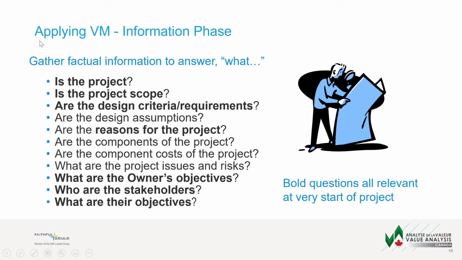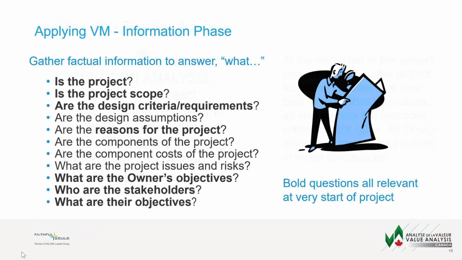So in the information phase, we gather factual information by answering a bunch of questions. But what I'm trying to show here is the ones that are in bold are questions that are relevant even at the very start of the project. What is the project scope? What are the design criteria and requirements of that project? What are the reasons for the project? What are the owner's objectives? Who are the stakeholders in this project, and what are their objectives? And that's a lot of questions that the designer really should know those answers to before he starts designing a project.